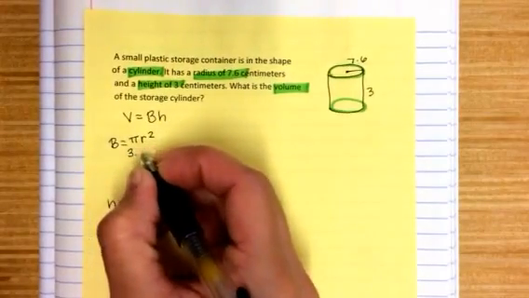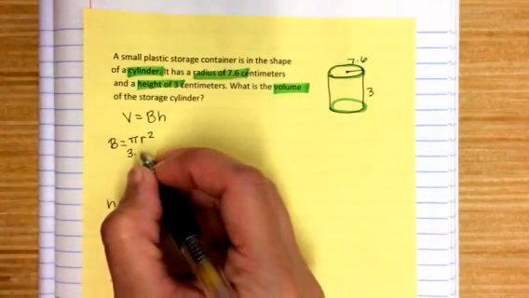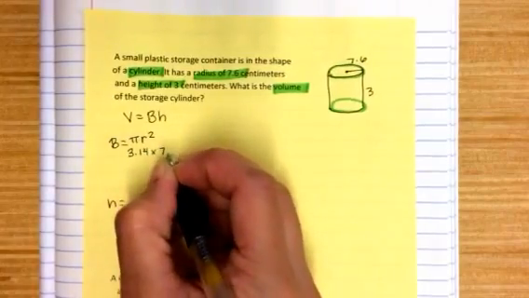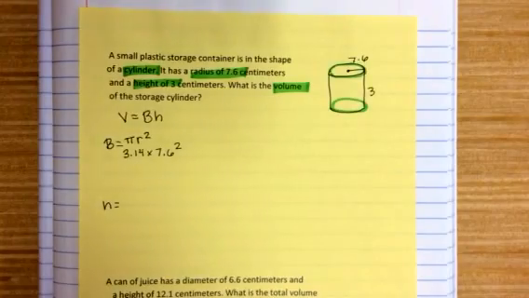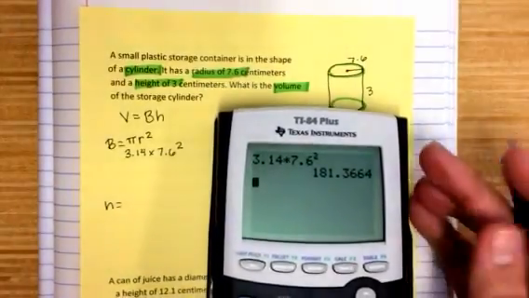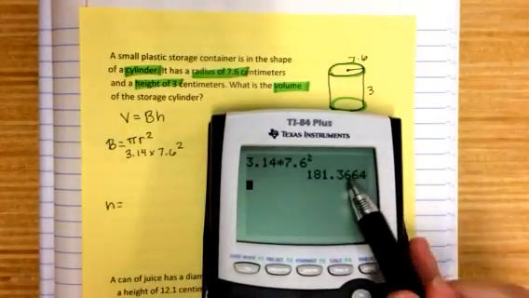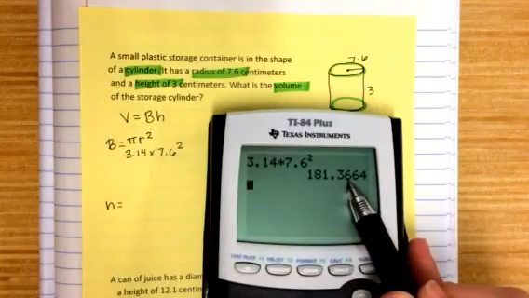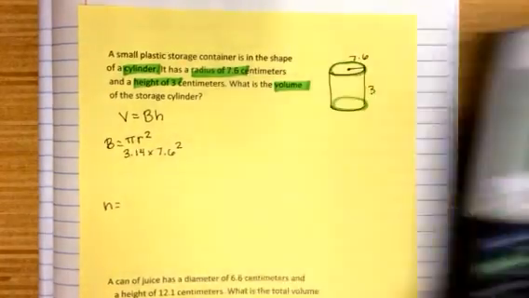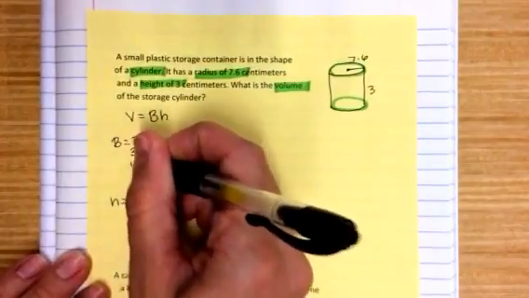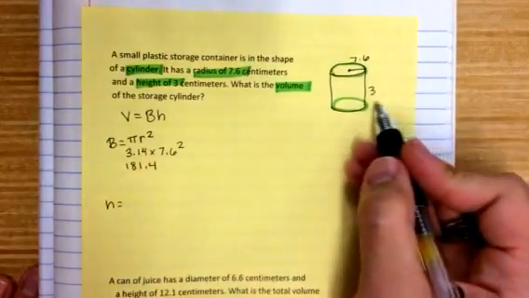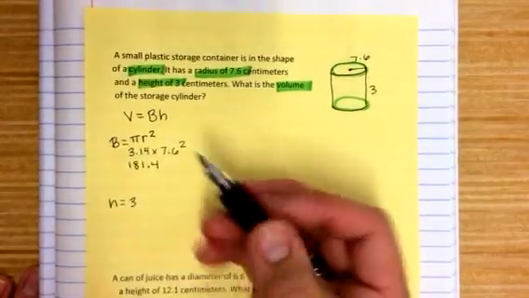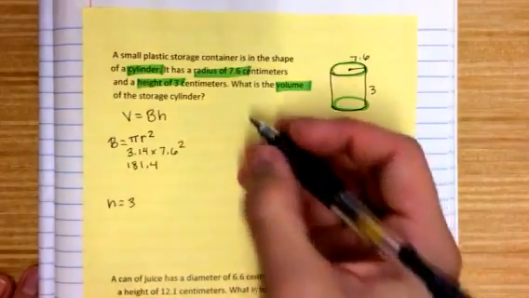So I can go ahead and do the area of a circle formula, which is 3.14 times radius, which is 7.6 squared. And I get 181. Again, let's go ahead and round to the nearest tenth. I have a 6 next to the 3. That means the 3 becomes a 4. So 181.4. And now you found area of the base. Let's go ahead and find the height, which they give me. It is 3.